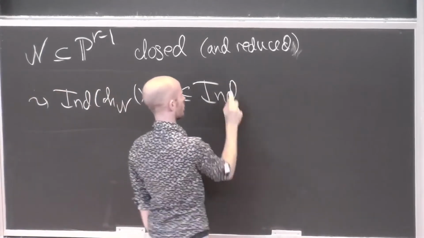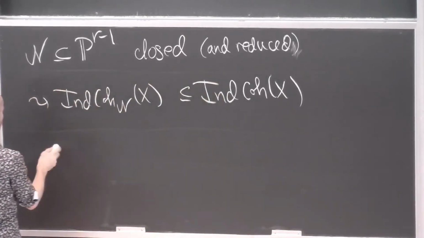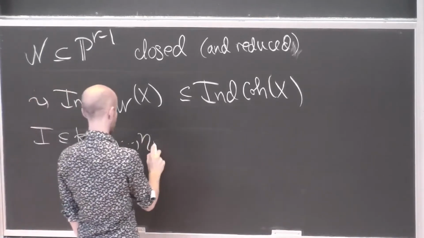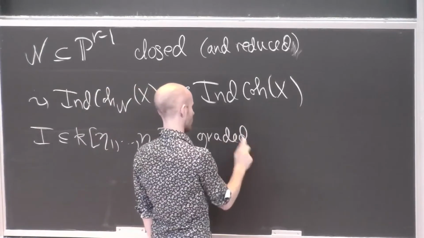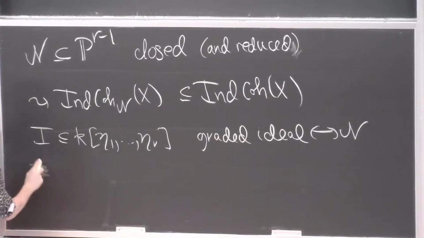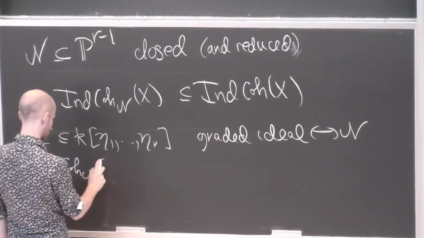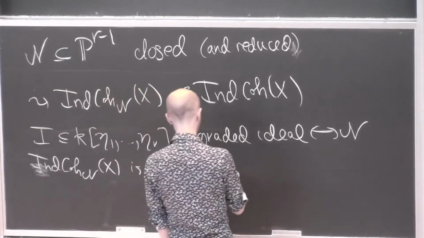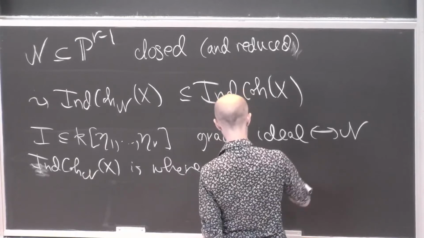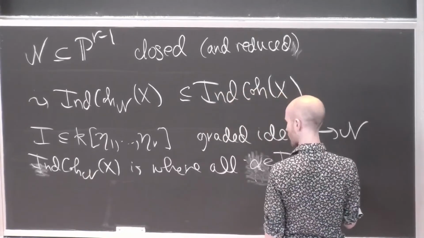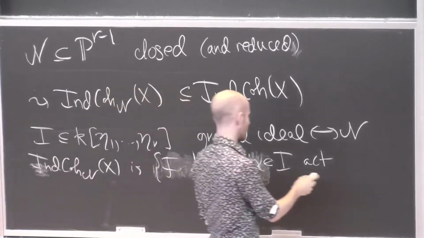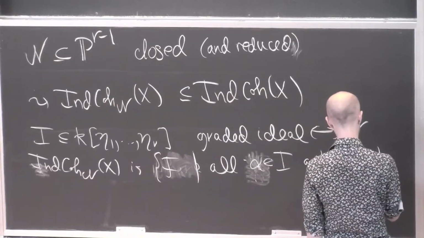I can take I inside of k[eta_1, ..., eta_r] to be the graded ideal that corresponds to N. Then this subcategory is where all alpha inside of this ideal act locally nilpotently. It is the set of F such that all alpha in I act locally nilpotently on F.